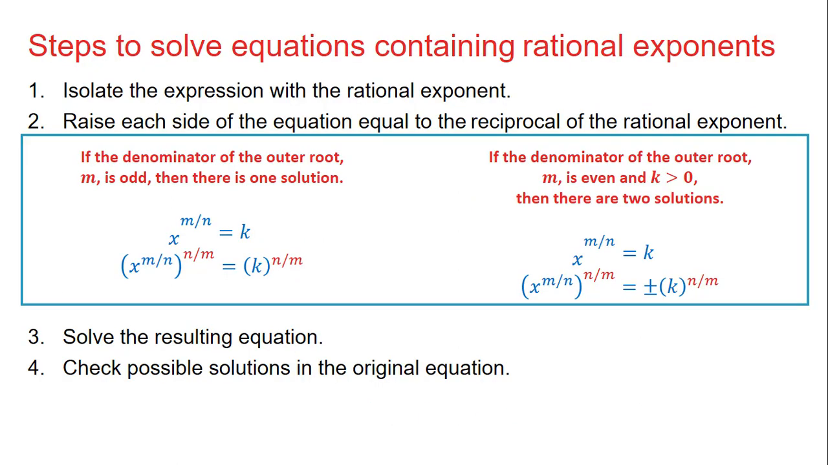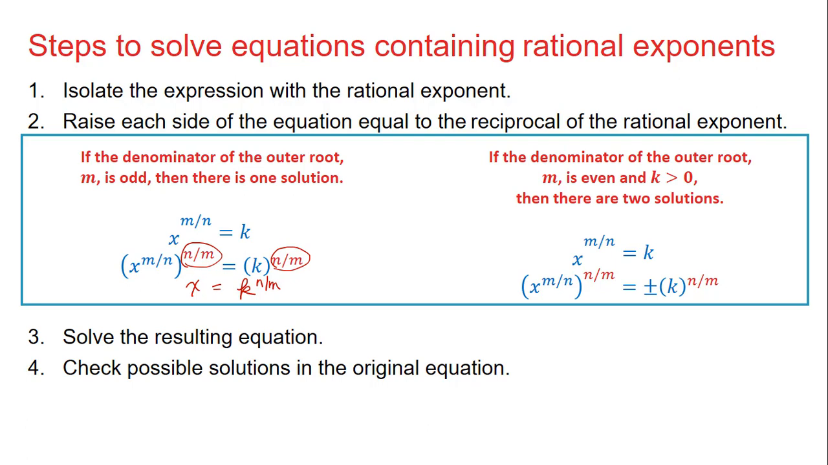So here are the steps to solve these equations. We'll isolate the expression with the rational exponent, as I just mentioned. Then we will raise each side of the equation to the reciprocal of the rational exponent. So our equation is going to be of the form x to the m divided by n equals k. And then we're going to raise each side to the n divided by m, because remember that when we raise an exponential expression to another exponent, the rule is we multiply those exponents. And so when we multiply m over n times n over m, we just get 1. So this is how we'll obtain x on a side by itself equal to just some number.